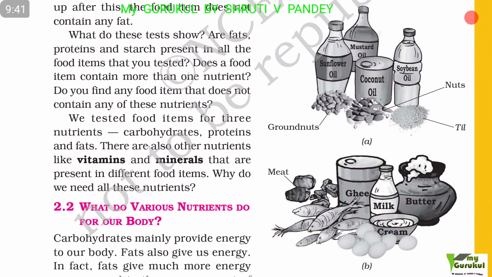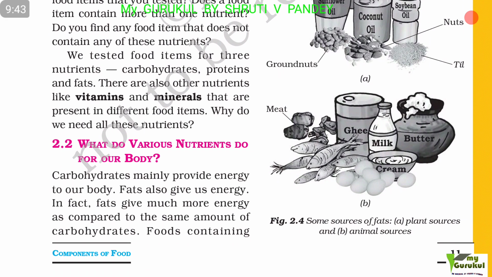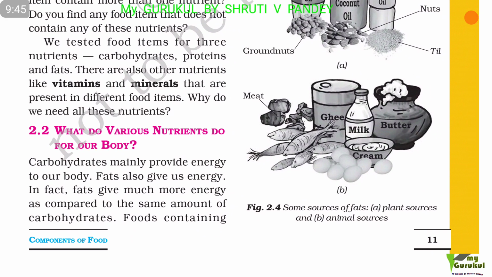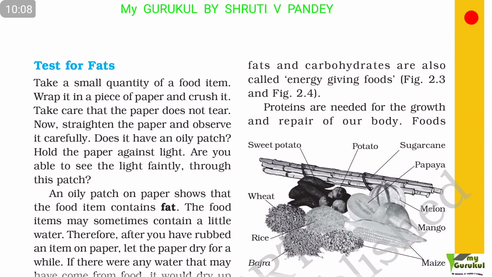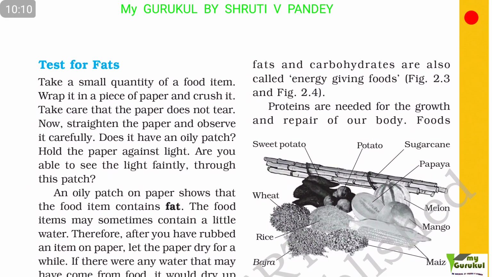Why do we need all these nutrients? So, what do various nutrients do for our body? We have to understand carbohydrates mainly provide energy to our body. Fats also give us energy. In fact, fats give much more energy as compared to the same amount of carbohydrates. Food containing fats and carbohydrates are also called energy giving food.